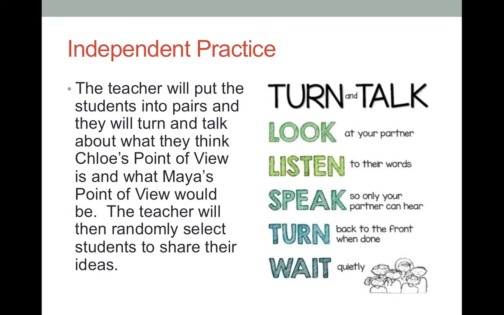And finally, I would want to give them some time for independent practice. So I would put them into pairs, and I would have the students turn and talk about a section in the book of what Chloe's point of view is and what they think Maya's point of view is. And then I would bring them back together and have them share their ideas. So, my lesson is moving from teacher modeling to working together with the students, and finally the students having a little bit of independent practice on their own.